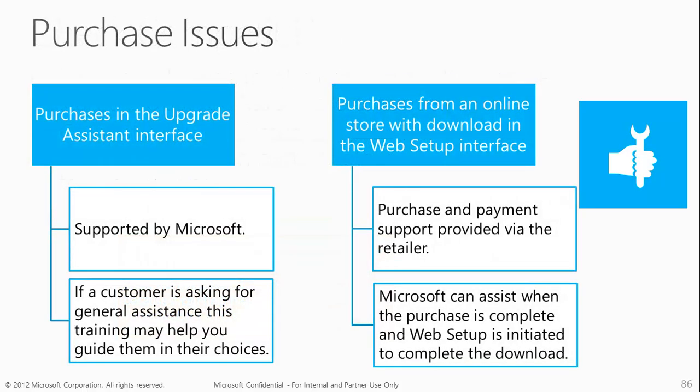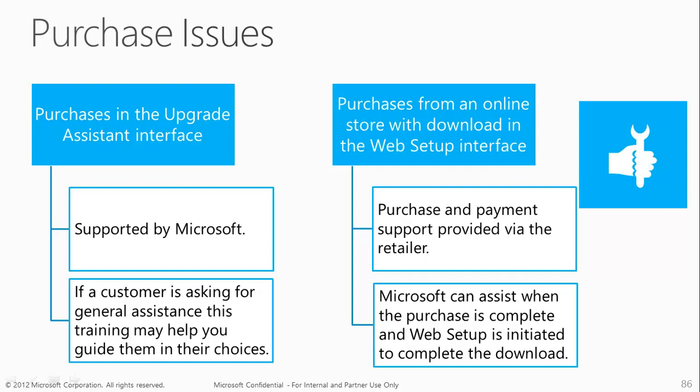The next set of issues that we're going to be talking through is purchase issues. So customers may report two different types of purchase issues. This could be a purchase done within the Upgrade Assistant interface and a purchase done from an online store and fulfilled via download in the web setup interface. If they made the purchase through the Upgrade Assistant, this is going to be supported by Microsoft.